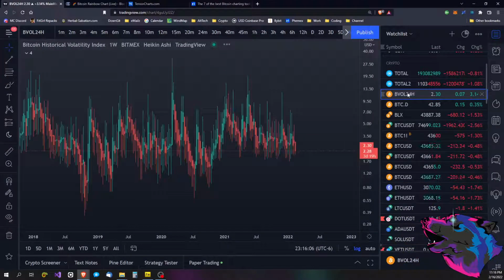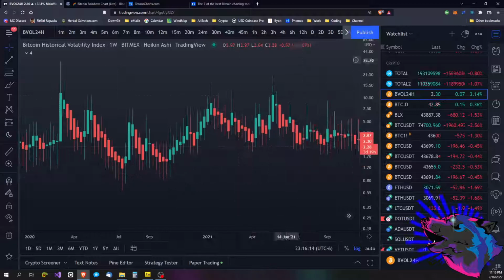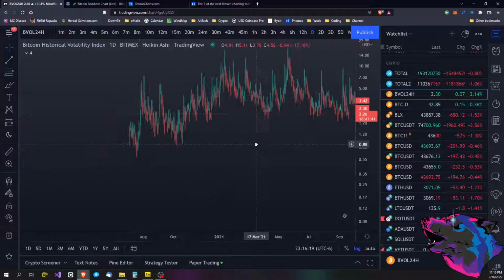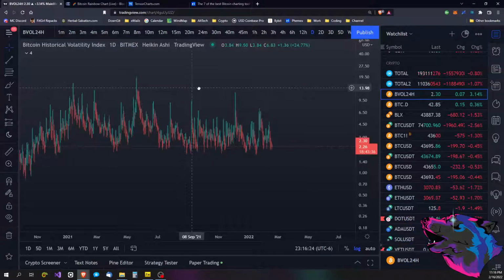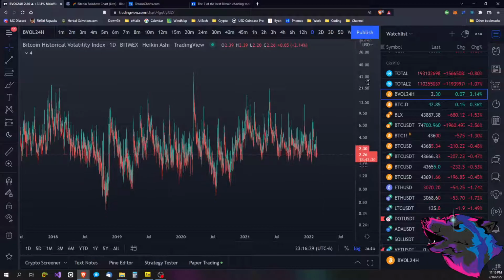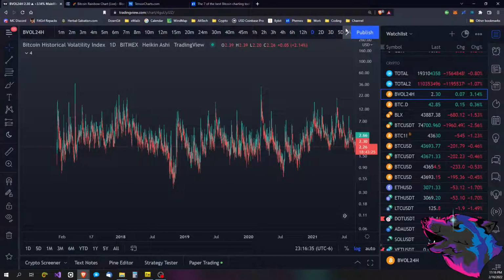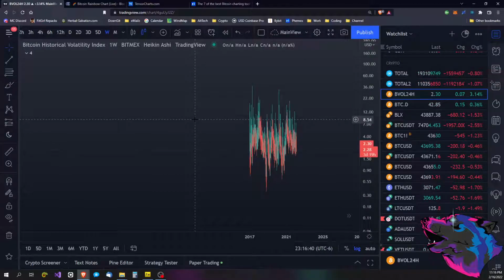You've got Bitcoin Historical Volatility Index. It is not the most super useful chart, but it just measures volatility. It's kind of like your VIX in the stock market. Let's see where we're at here. Going back, we'll go to a higher time. Let's do the weekly. Yeah, so we're going back to 2017.